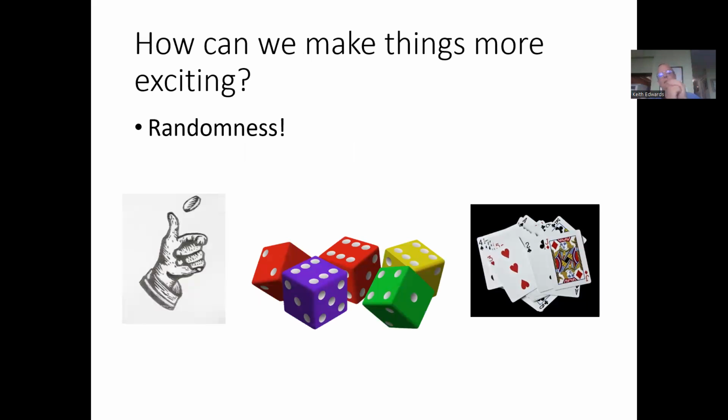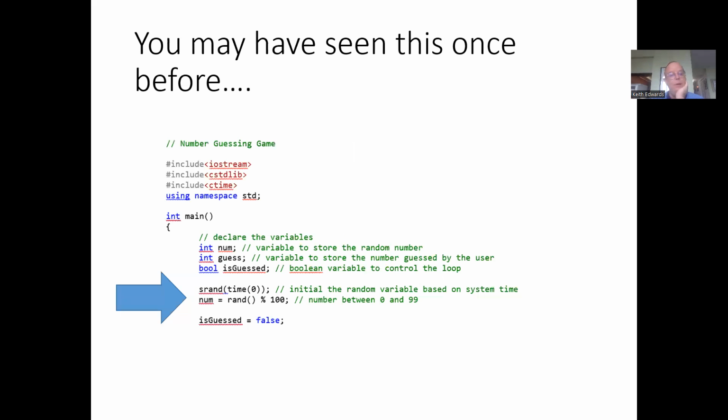So how can we make these things more exciting? Well, we can add randomness to the program. And you can do this with random numbers. So this is a guessing game. So they'll generate a number between 0 and 99, and you get to guess what the number is. It'll give you feedback based on high or low.